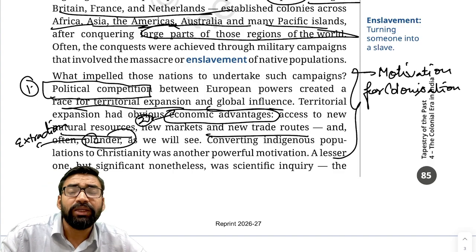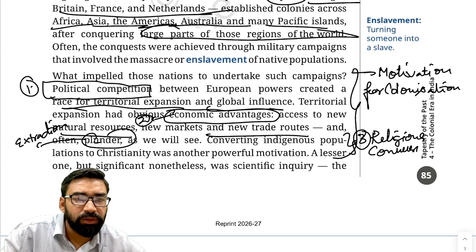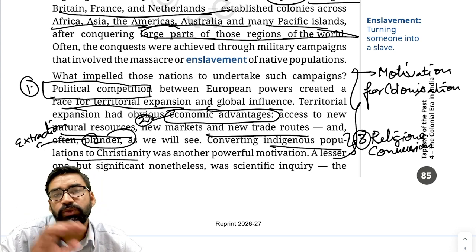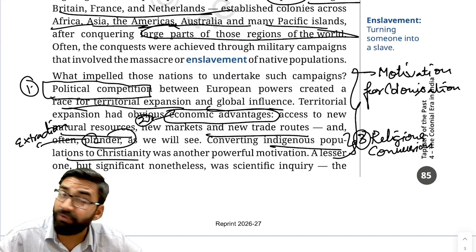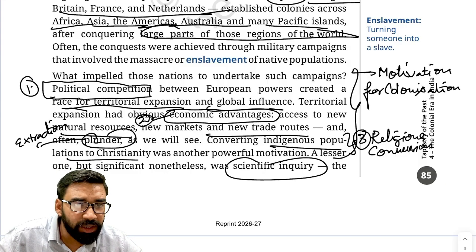Third important point, religious conversion. That means they started converting the indigenous populations into Christianity. That was a very powerful motivation. And then the last important thing was scientific inquiry.